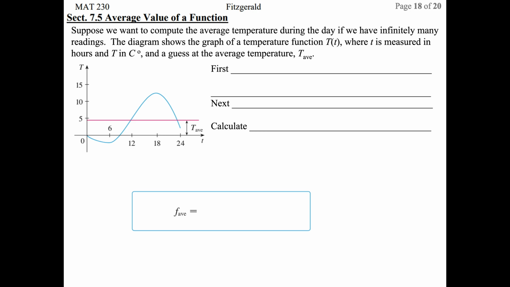For the last section, 7.5, we're going to look at the average value of a function. Suppose we want to compute the average temperature during the day if we have infinitely many readings. The diagram shows the graph of a temperature function T, where little t is measured in hours and capital T is in Celsius degrees. And a guess at the average temperature, we'll call that T sub average. All right, so maybe this red line.